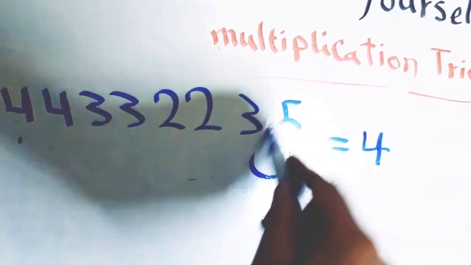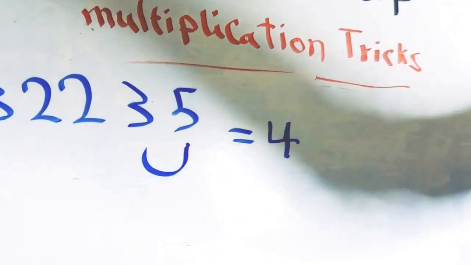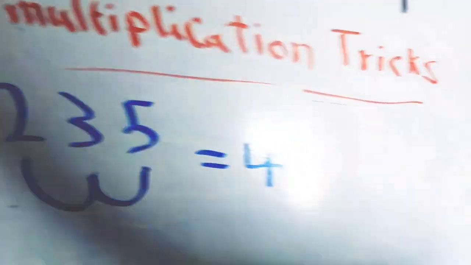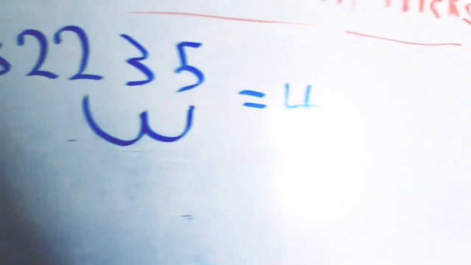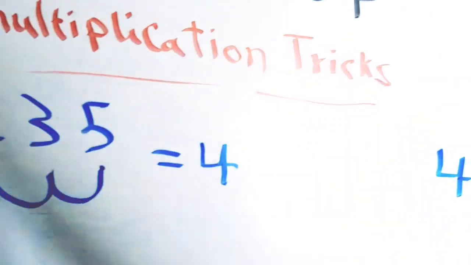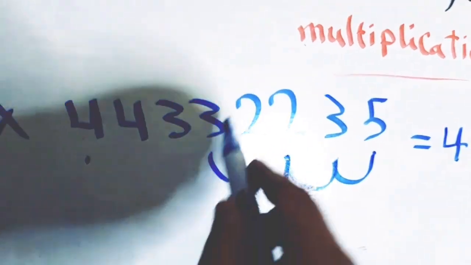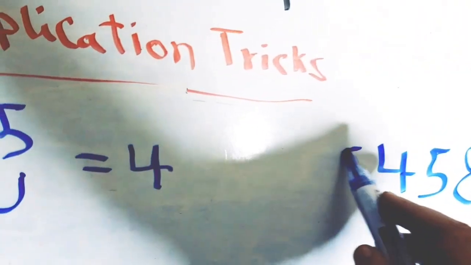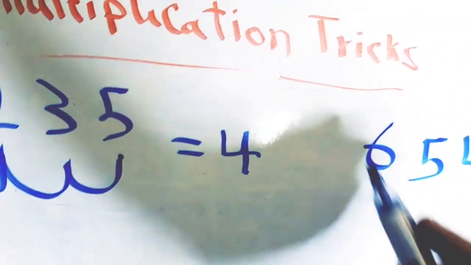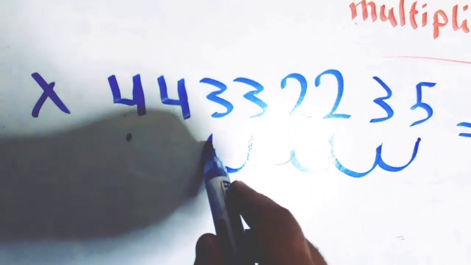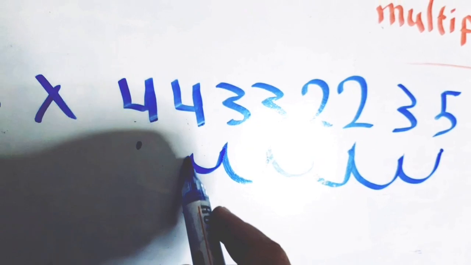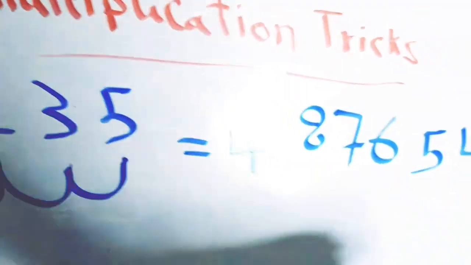In this way, 5 plus 3, 8. We write 8 here. 3 plus 2, 5. We write 5 here. 2 plus 2, 4. We write 4 here. 2 plus 3, 5. We write 5 here. 3 plus 3, 6. We write 6 here. 3 plus 4, 7. We write 7 here. 4 plus 4, 8. We write 8 here.